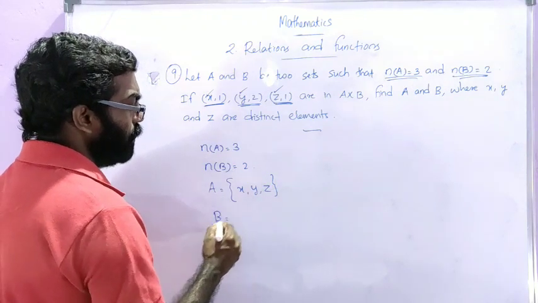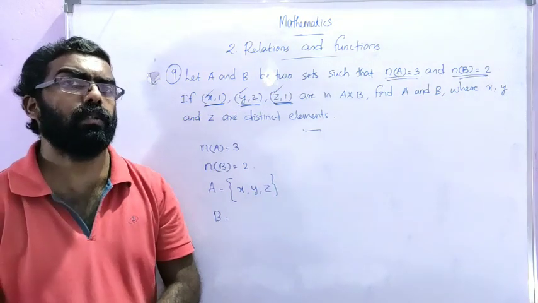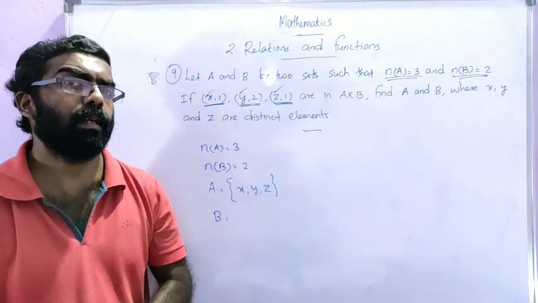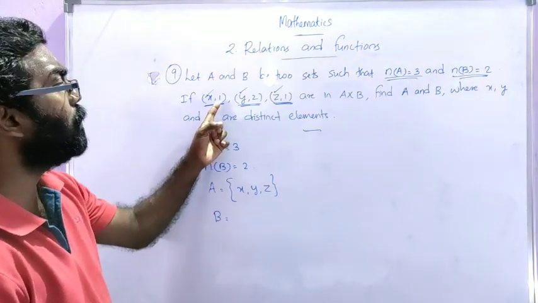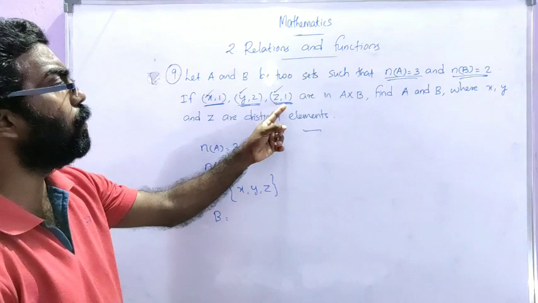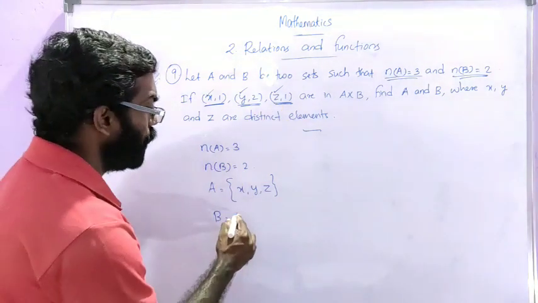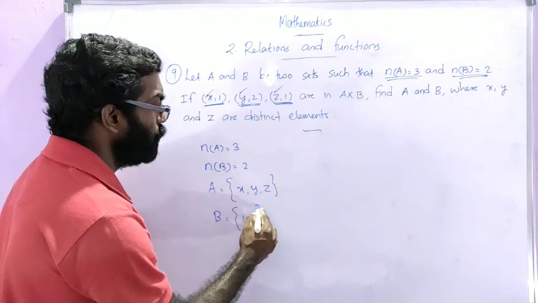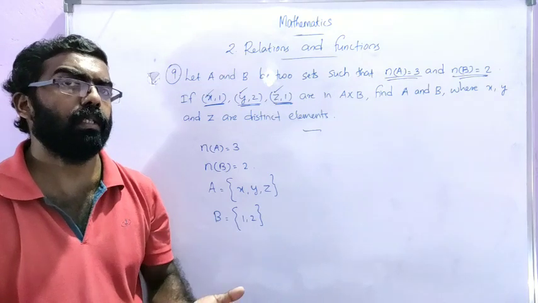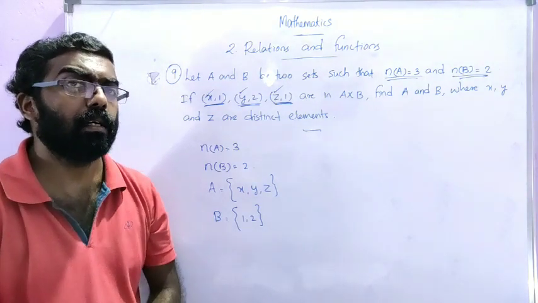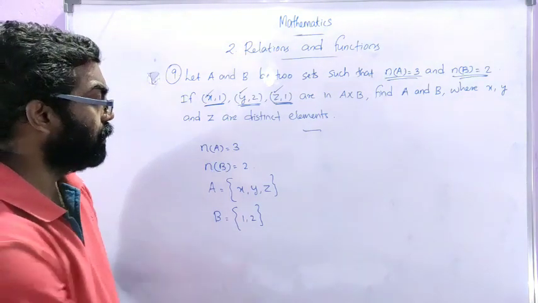And B, the second set. The second component belongs to the second set. The second number in the ordered pair belongs to the second set. Here the second elements are 1, 2, 1. n of B equal to 2. So we can write the set {1, 2}. 1, 2, 1, but no need to write 1 twice. While describing sets, repetition is not allowed. So we write {1, 2}. Okay.